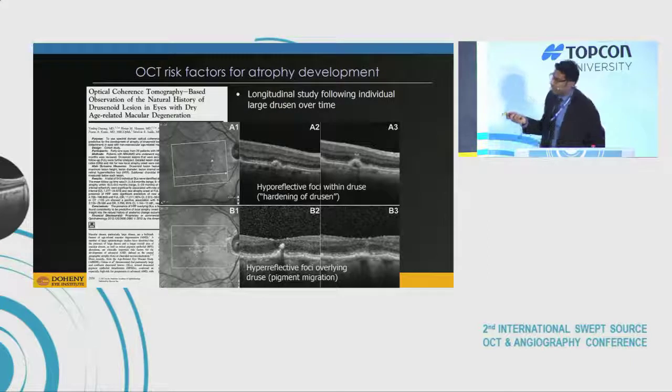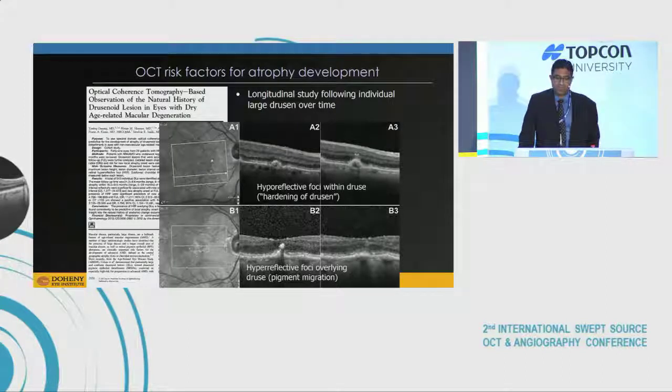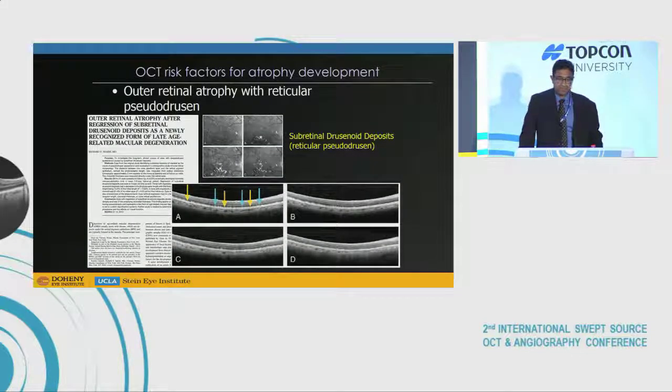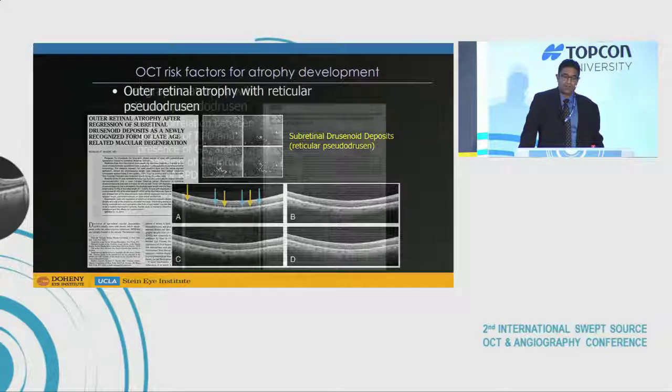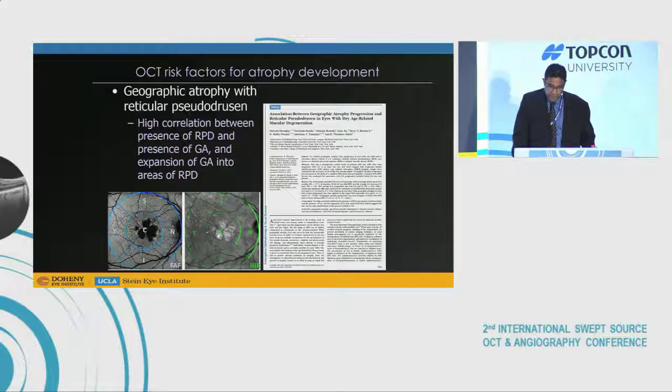We were one of the first to publish this paper in Ophthalmology a few years ago now, that these features, these little hyperreflective foci within drusen, and especially this type of feature, this hyperreflective focus in the retina, which we think represent areas of pigment migration, seem to be very important predictors of which areas go on to develop atrophy within the fundus. Rick Spaide taught us a lot about reticular pseudodrusen or subretinal drusenoid deposits and their relevance in terms of substantially increasing your risk of developing both type 3 neovascularization as well as atrophy, and that's been verified in a number of different studies now.